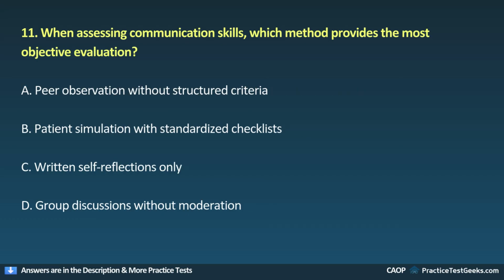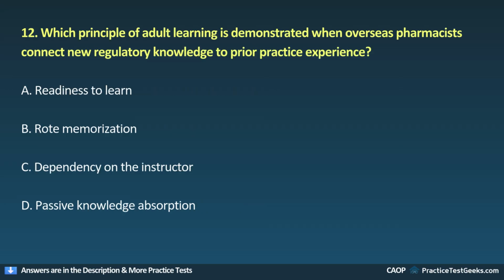11. When assessing communication skills, which method provides the most objective evaluation? A. Peer observation without structured criteria. B. Patient simulation with standardized checklists. C. Written self-reflections only. D. Group discussions without moderation.